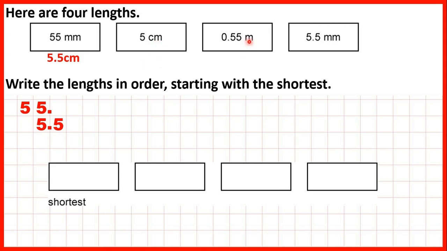But here we need to change metres into centimetres. Remember, there are 100 centimetres in a metre, so we can multiply 0.55 by 100. So we copy down the decimal point and move the digits 2 squares to the left, and that gives us 55 with a decimal point at the end, and if the decimal point is at the end of a number, we have a whole number. So we have 55 centimetres.